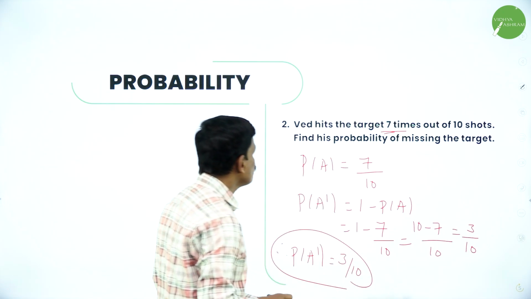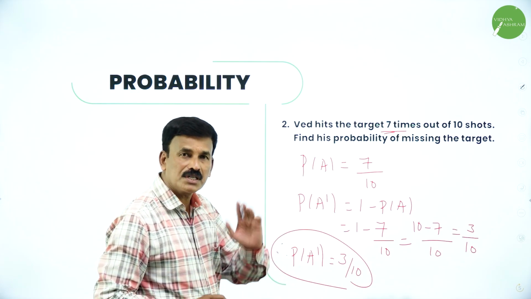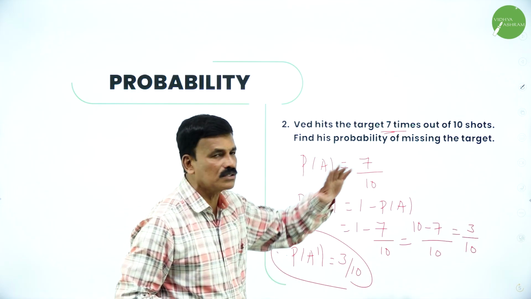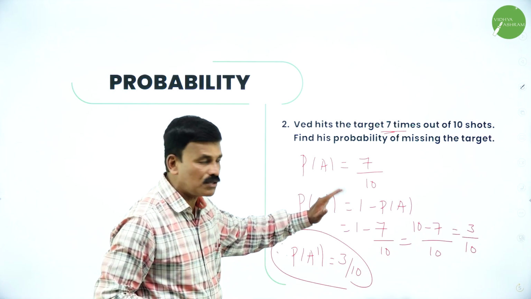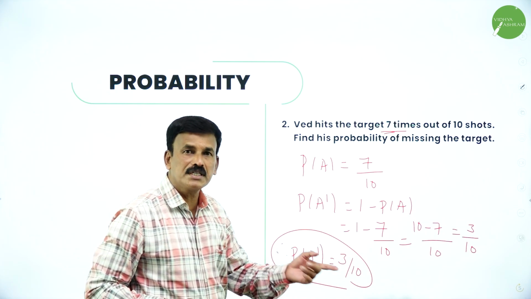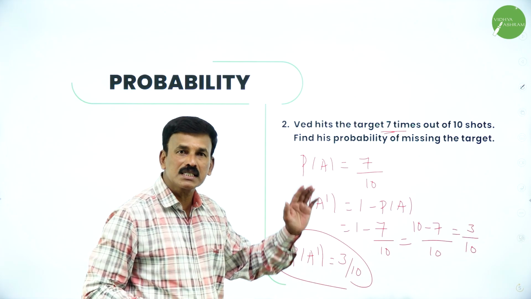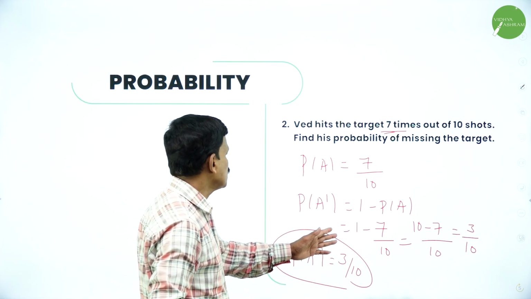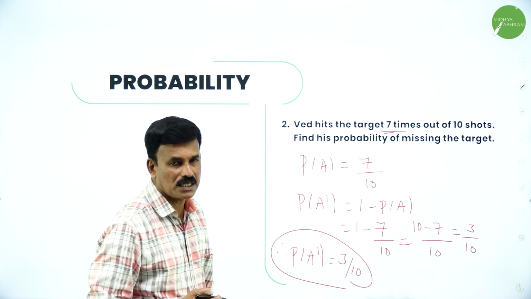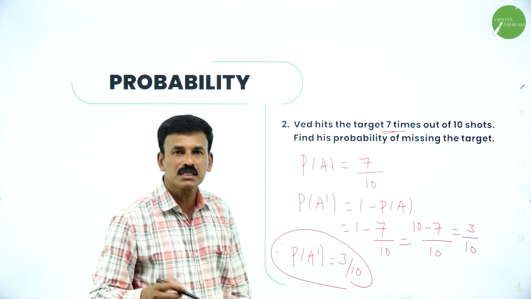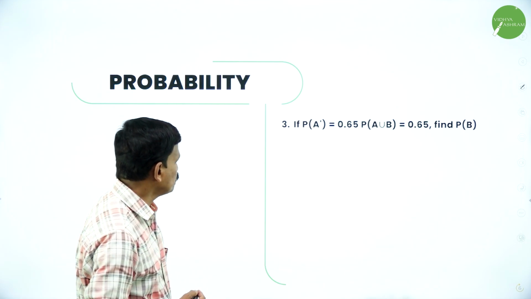That's it. So when he hits the target 7 times out of 10, what is the probability of missing the target? P of A is equal to 7 by 10. What is the probability of missing the target? Means 1 minus probability of A, that is 1 minus 7 by 10. 1 minus 7 by 10 is nothing but 10 minus 7 by 10, that's equal to 3 by 10. 3 by 10 is the probability of missing the target. Very simple for 1 or 2 marks. Now move on to the next problem.